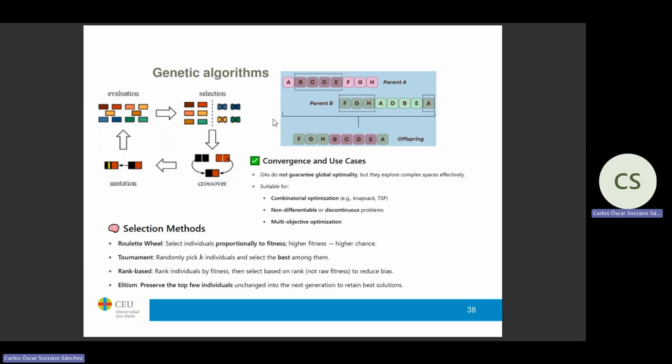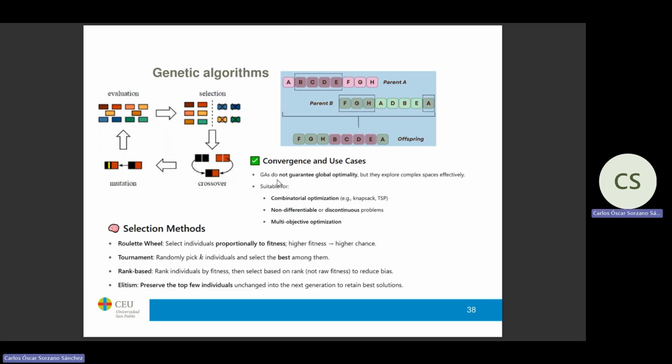This is not guaranteed to go to a global optimum, but when the space to explore is sufficiently complex, they can handle it pretty well. So there is no guarantee of global optimum, but they do pretty well.